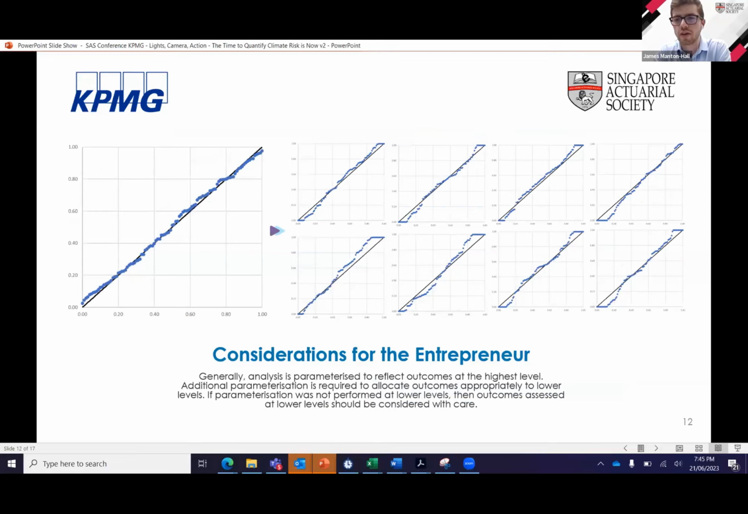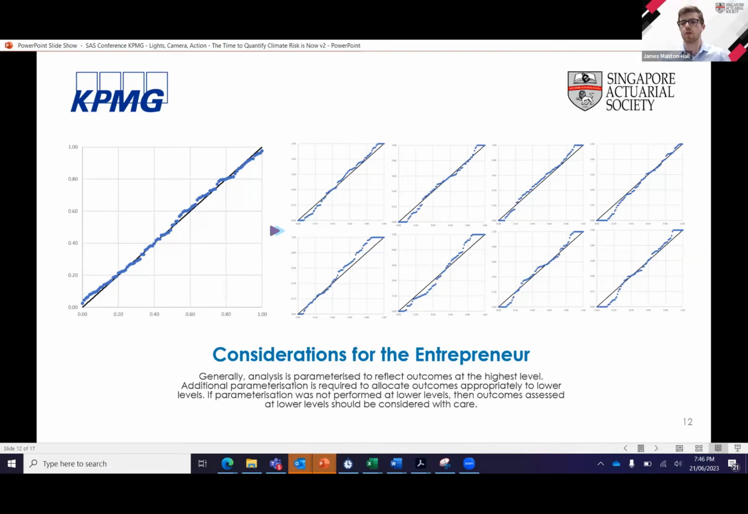So what we've got represented here is essentially a QQ plot showing model fit at an overall asset portfolio level on the left. And then what happens to the fit of those models if you break that down to models on the 8 individual assets in the portfolio to the right.